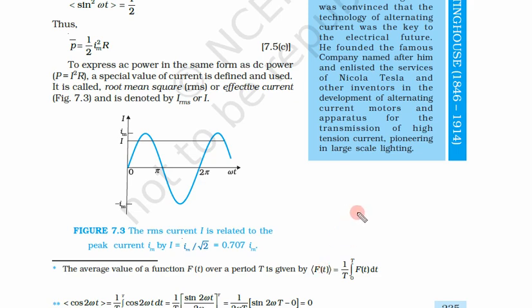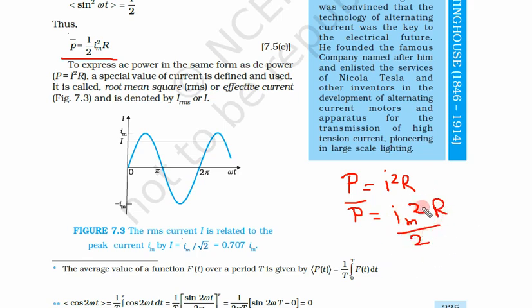We know what is the power consumed in a DC circuit. In a DC circuit, power consumed is I square R. In an AC circuit, we have calculated the average power consumed is Im square R by 2. So what we get here is equal to Im square R by 2.